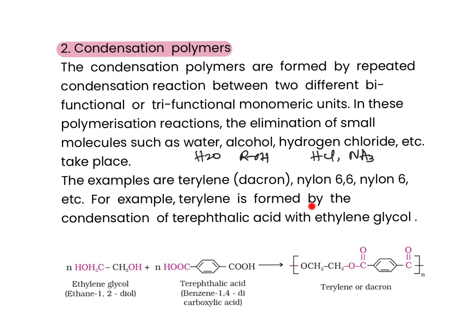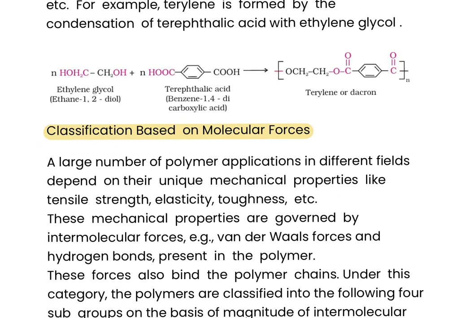For example, terylene is formed by the condensation of terephthalic acid with ethylene glycol. This is given by the equation. This is ethylene glycol, IUPAC name ethane-1,2-diol, and terephthalic acid, IUPAC name benzene-1,4-dicarboxylic acid. These two undergo condensation and eliminate a smaller molecule, that is a water molecule. Here H and here OH, the water molecule is eliminated. H is eliminated from one molecule and OH from the terephthalic acid, and in total n water molecules are lost. Therefore, this is known as a condensation polymer and also a copolymer.